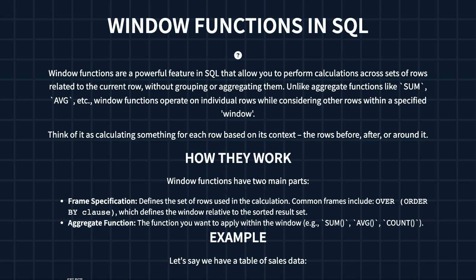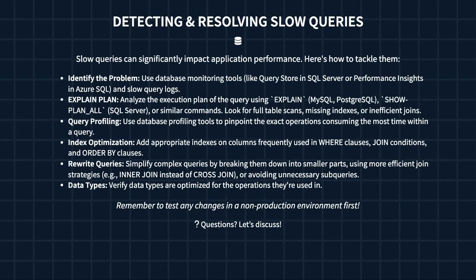They use something called a frame, which tells SQL what rows to include in its calculations. You'll typically see this used with an ORDER BY clause to define how those windows are created. For instance, we might calculate a rolling average of sales over time. It can be a bit conceptual, but once you grasp the idea, they become incredibly useful for creating dynamic reports and insights.